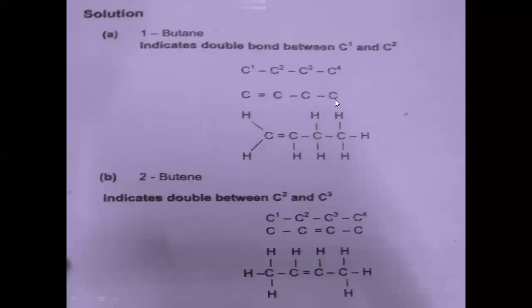And the last one, that is carbon number 4, has only 1 bond at the back, so it needs 3 more bonds. Those 3 bonds it will make with 3 hydrogen atoms. The same thing we will repeat for 2 butene.